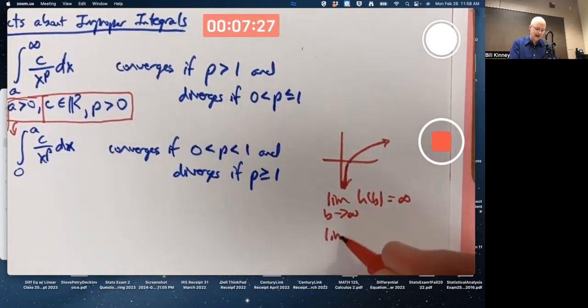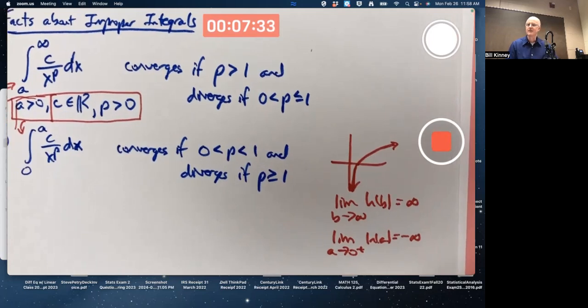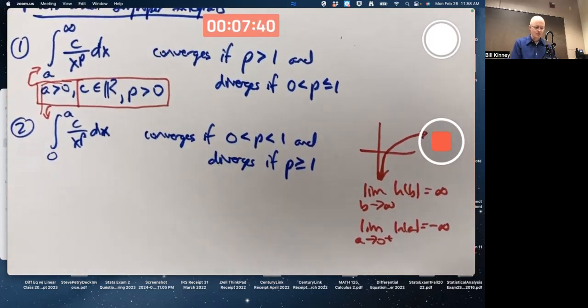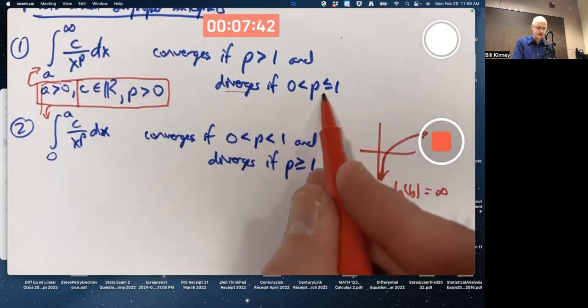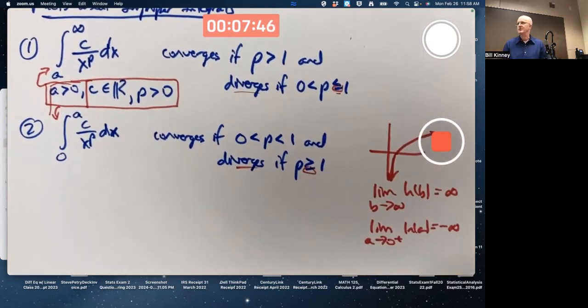And the limit as a goes to 0 from the right of natural log of a is minus infinity, though we needed those limits in class last time. That's why in the case where p is 1, you get divergence in both situations, because the antiderivative involves natural log.